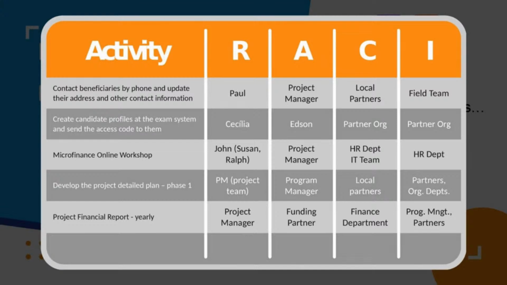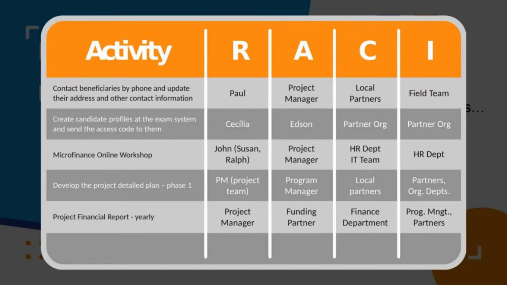Next activity is the project financial report, that yearly financial report that is sent to the donor. So the responsible person is the project manager. And here is something that is interesting: the accountable person is the funding partner. It's really common in some organizations to assume that the accountable person would be, for example, the finance department, which is not really true. The one who's going to tell us that that activity has been completed is the funding partner. The project manager is the one making that happen.